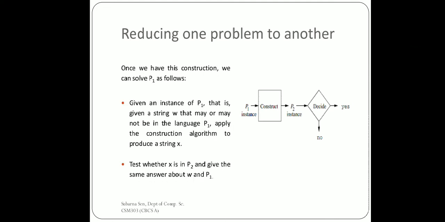Now how are we going to do it? Say we are given an instance of P1, that is, a string W that may or may not be in the language of P1. Now apply the construction algorithm to produce string X. Now we will ask, what is the construction algorithm? We cannot provide you with a definite construction algorithm. It is totally dependent on which problem you are working on. How we map one problem to another completely depends on which problem you are working on.